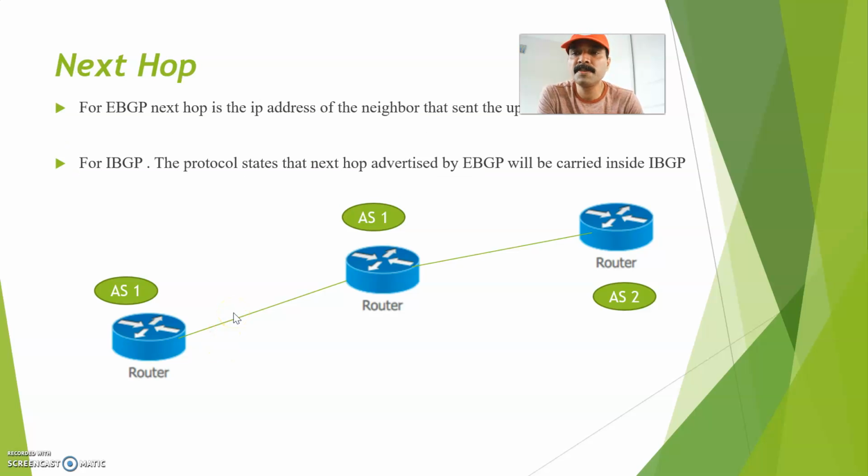And what about the next hop attribute? For EBGP, next hop is the IP address of the neighbor that sent the update. Both of these routers are in an EBGP relationship, right? Both are in different autonomous systems. So for this router, next hop is the IP address of the neighbor that sent the update.